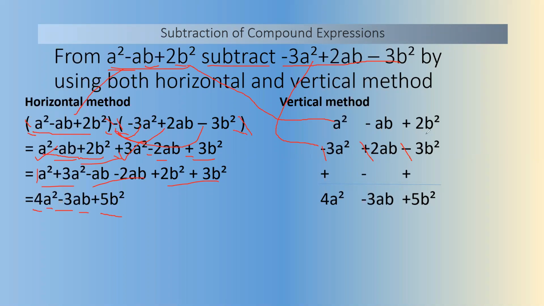2 plus 3 is 5b. Minus 1 and minus 2 is minus 3ab. Plus 1 plus 3 is plus 4a square. Clear? Plus 4a square.